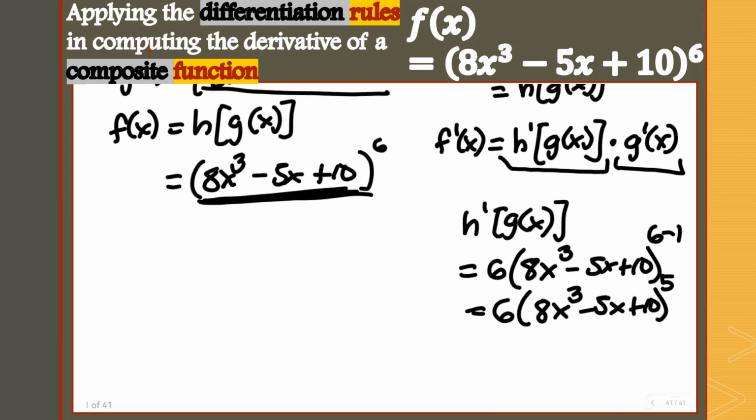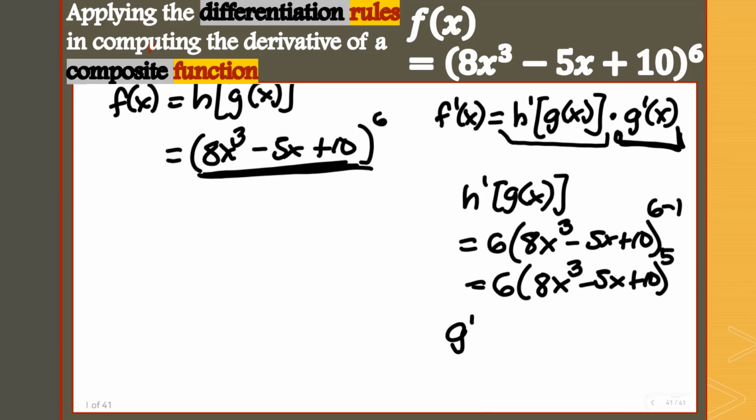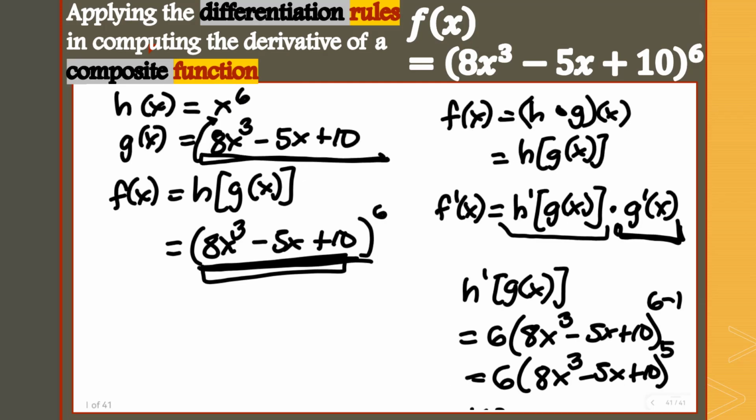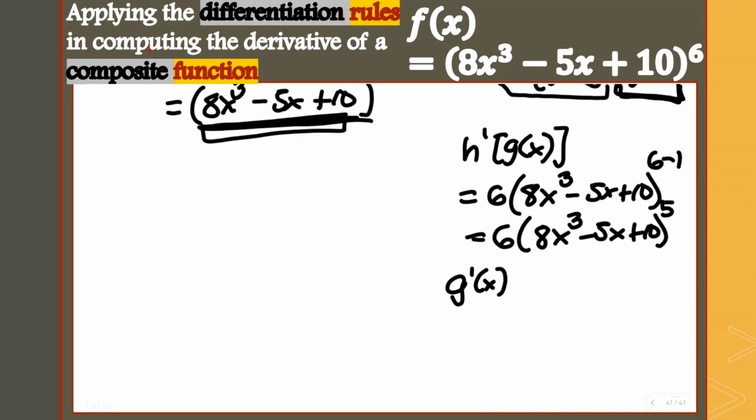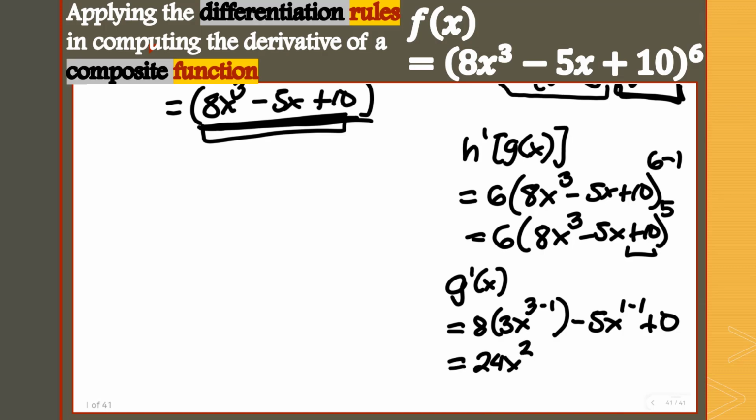And then for your g of x here, g prime of x, only this function, or this original function here, take its derivative. So actually you will have this here. You will be using the rule in constant multiple, the rule of the sum or difference. You have 8 times 3x to the 3 minus 1, minus 5x to the 1 minus 1, and the derivative of a constant, which is 0. Hence you will have here 24x squared minus 5, because x to the power of 0 is just equal to 1.